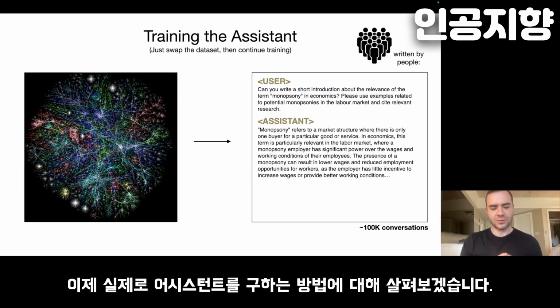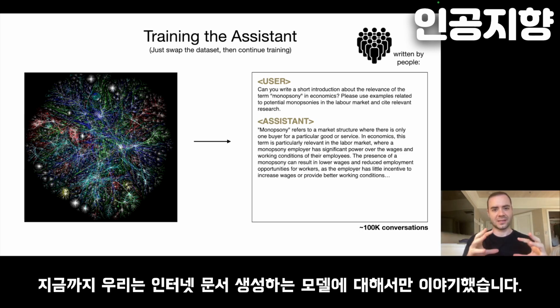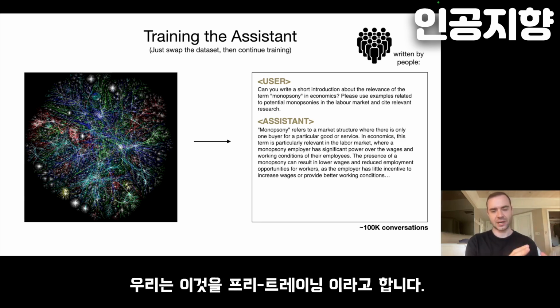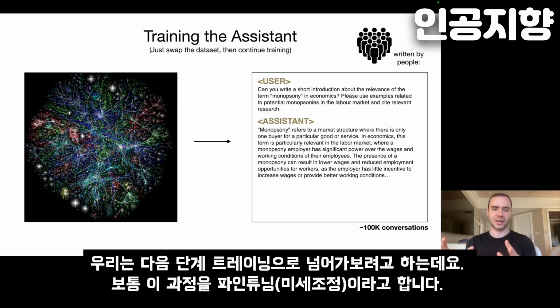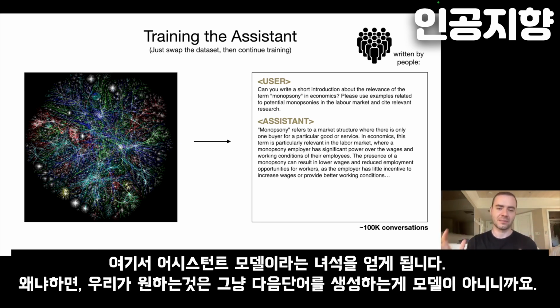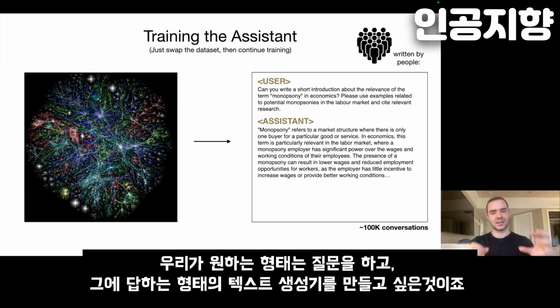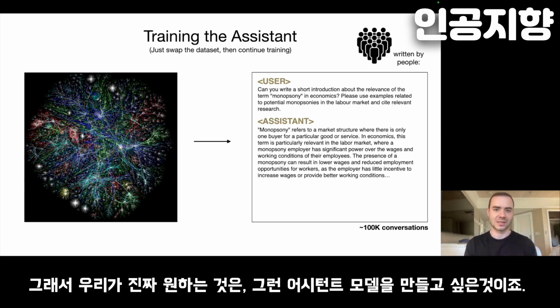So now let's go to how we actually obtain an assistant. So far, we've only talked about these internet document generators, right? That's the first stage of training. We call that stage pre-training. We're now moving to the second stage of training, which we call fine-tuning. This is where we obtain what we call an assistant model, because we don't really just want document generators. That's not very helpful for many tasks. We want to give questions to something, and we want it to generate answers based on those questions. So we really want an assistant model instead.